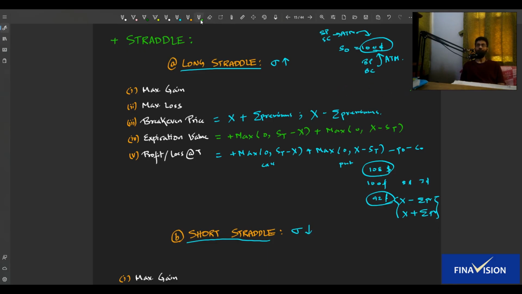Now, what is the maximum loss? Maximum loss is equal to the total premiums paid. This is equal to the sum of the premiums. Because if both the options expire without any value, that means only the cash outflow remains, which is the initial sum of premiums. What is the maximum gain? Maximum gain is unlimited.